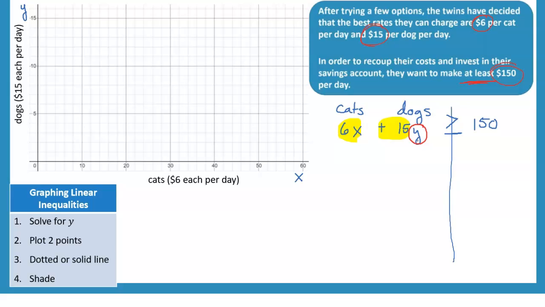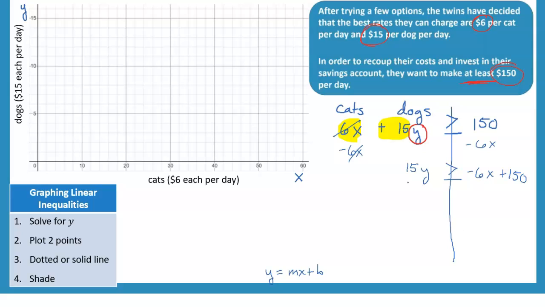We'll get rid of the term that's furthest away from y, so we're going to subtract 6x from both sides. These 6x's cancel, and we have 15y. We don't flip the sign because we don't flip it for subtraction. On the right side, we have negative 6x plus 150. Remember, I like to write that x term first so that I get it into our normal mx plus b format, so I just write the x term first.